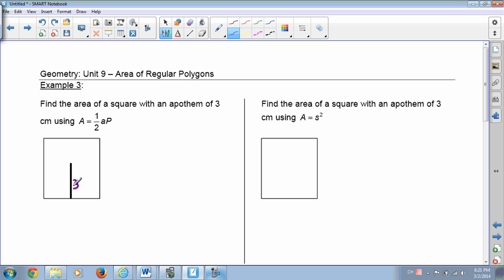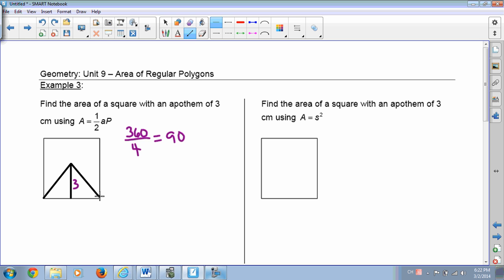So this is where our central angle comes in. Remember, the central angle is 360 divided by how many sides there are. Well, a square has 4 sides. 360 divided by 4 is 90 degrees. So when we draw our central angle, which remember goes from the center to each vertex, that central angle right there, this whole thing right here is 90 degrees. But as you see, the apothem cuts that angle in half. So really, this angle here is 45 and this angle here is 45, because 90 divided by 2 is 45.